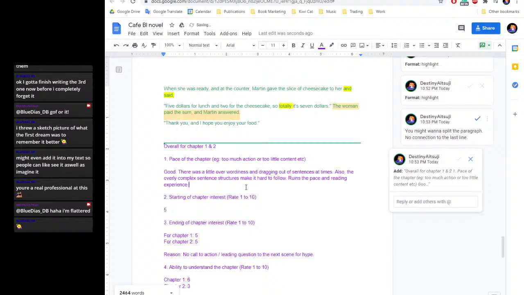So this is just the first one. This style is the Cafe BL novel. It's a slightly fluffy one. I'll just save it. It's probably auto-saved by now, so I'll just close it.